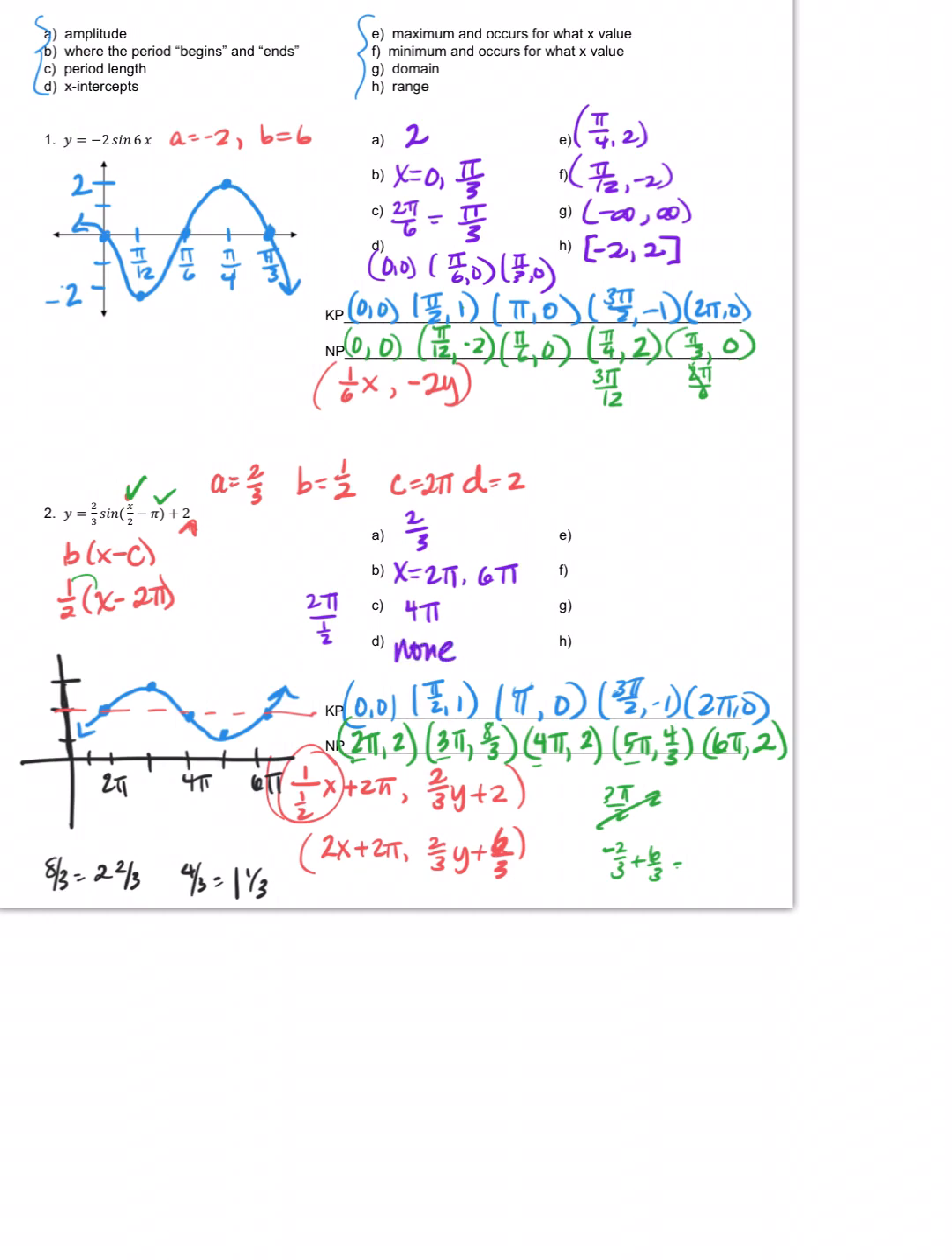E is the maximum. Okay, the maximum occurs at 3 pi and 8/3. The minimum occurs at 5 pi and 4/3. Domain, it's a continuous curve, so -infinity to +infinity. And then the range, it's very small, 4/3 to 8/3. All right, let's try the back of this.